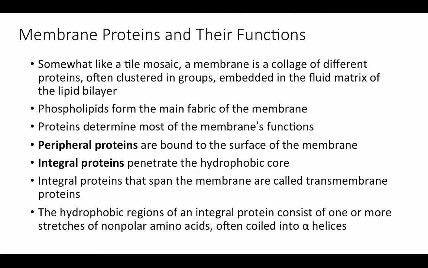So this means that these proteins that are going to span the membrane have to be put together in a particular way. They're going to have the primary structure and secondary structure that allows them to penetrate this hydrophobic region within the interior of the cell membrane. So they're going to have to consist of one or more stretches of these nonpolar amino acids that are going to tend to stay within this nonpolar region within the cell membrane. So often these stretches of nonpolar amino acids are going to be coiled into alpha helices. And depending on the function of the protein, the structure of it can get very, very complicated.